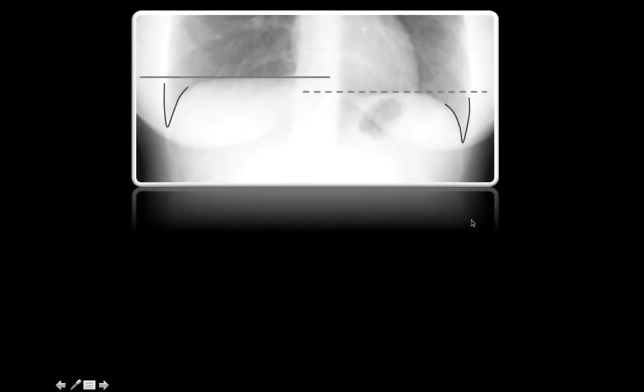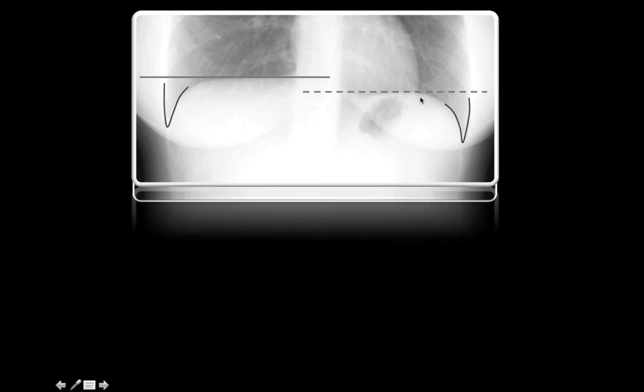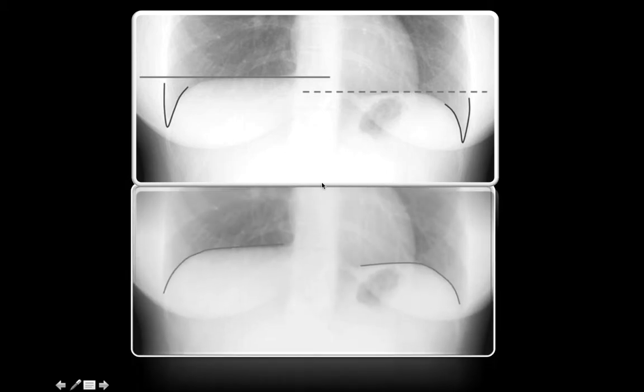Okay, these are the CP angles, and you see the right hemidiaphragm is usually a bit higher than the left hemidiaphragm. This is very important. I'm going to describe it now. You can say that the right hemidiaphragm is elevated if the distance from the left to the right is more than 3 centimeters, I mean if the right hemidiaphragm is elevated more than 3 centimeters above the left, you can say that the right hemidiaphragm is elevated.